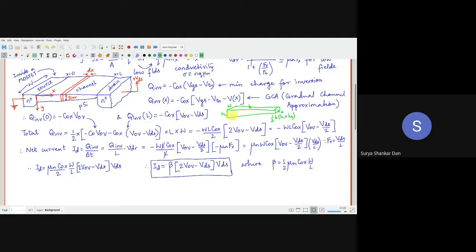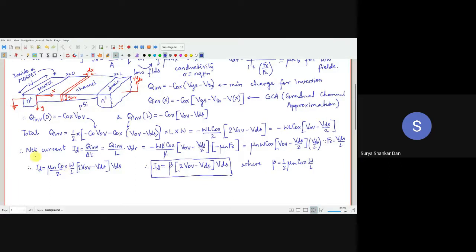So look, now what we are getting is, take the minus outside, take W into L into Cox outside. What will you have here? Twice VOV minus VDS. Okay, so what you can do is, since this 2 is here, minus WL Cox VOV minus VDS by 2. Okay, now we need to find the current. What will we do with the charge? We are circuit designers.